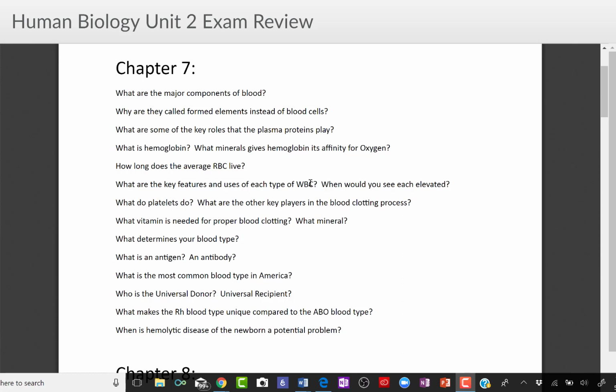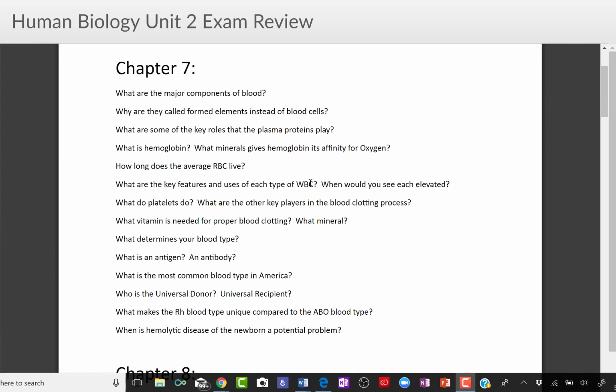So we'll go through the key types of white blood cells in a little bit when we get to chapter 9, so I won't walk through all of them now. Just understand that white blood cells play a big role in immunity for now, in 20 minutes or so we'll be there. All right, let's see, what are some of the key roles that the plasma proteins play?